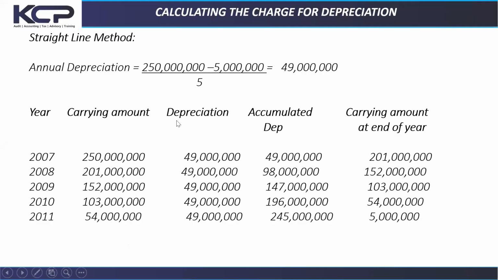So this is now what we have worked out here. Every year we'll be having 49 million. So in 2007, the annual depreciation and accumulated depreciation will be 49, then the carrying amount will be 201. Bring the 201 down here. You have 49, accumulated depreciation will be 98, and 152. Bring it down, that is how it will be going.